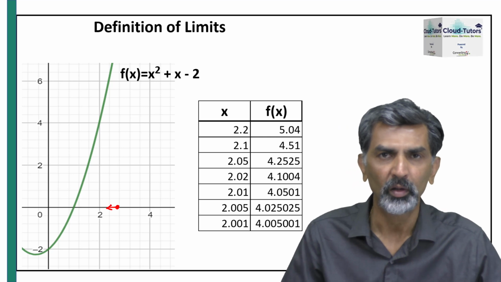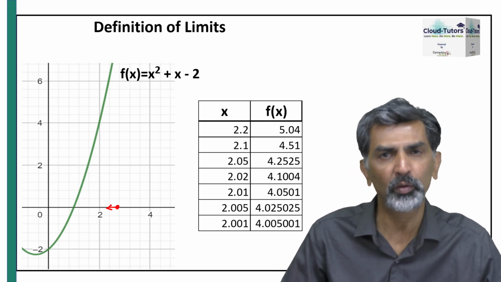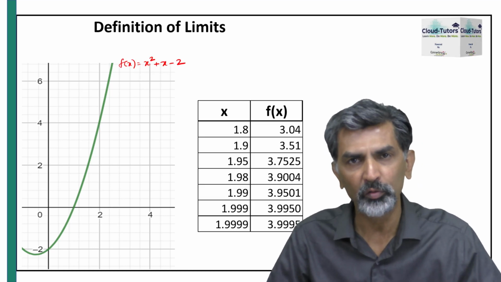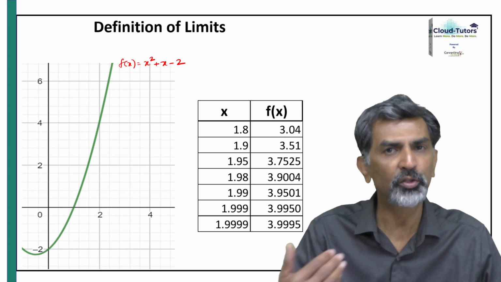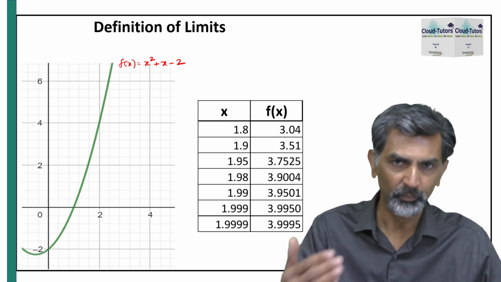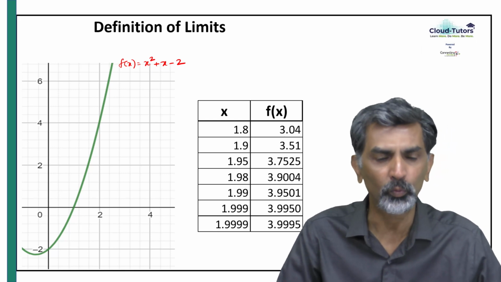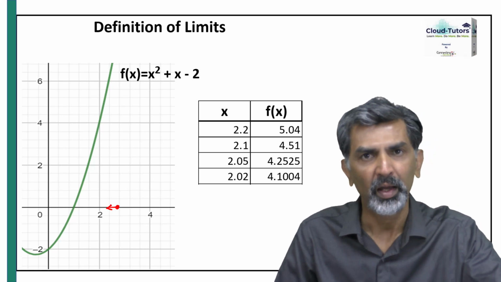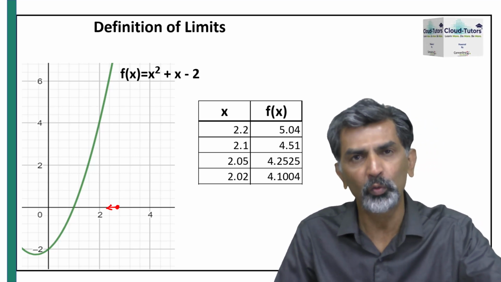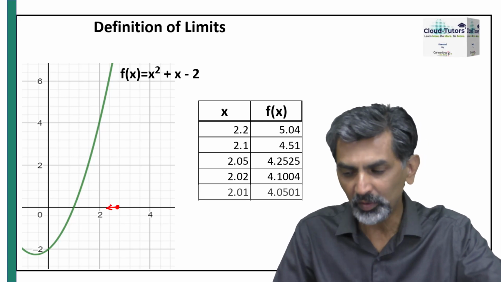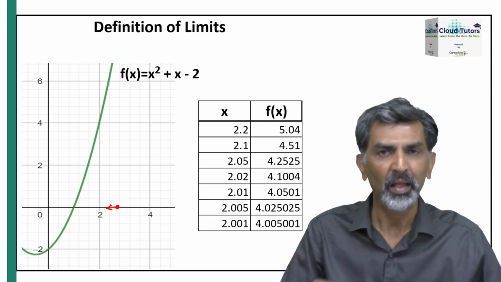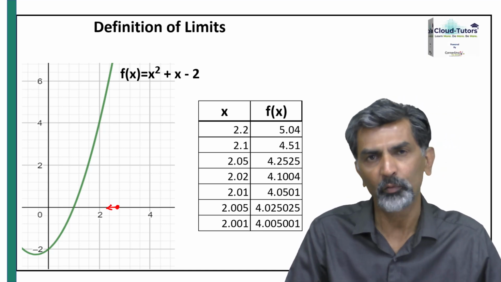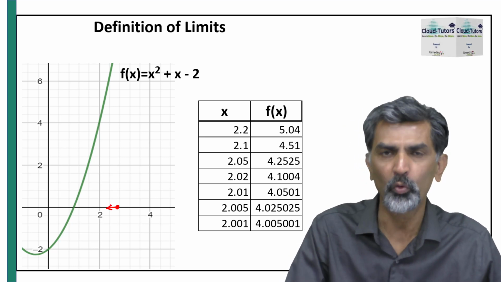Now what we did, we did two things. In the previous slide, we approached x is equal to 2 from the left hand side and gradually increased the value of x until it got closer and closer to x is equal to 2. And in this slide, we started with values of x greater than 2 and approached x is equal to 2 from the right hand side. And in both cases, the conclusion clearly is that as x approaches 2 from either side, the left hand side or the right hand side, the value of f of x approaches 4.